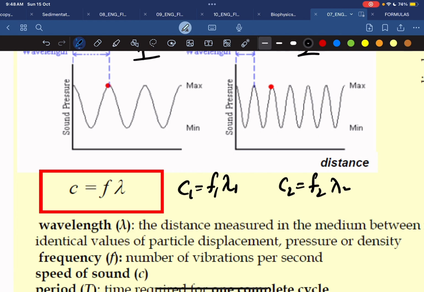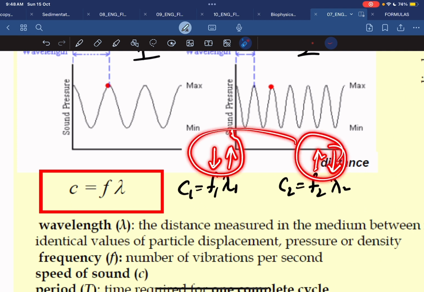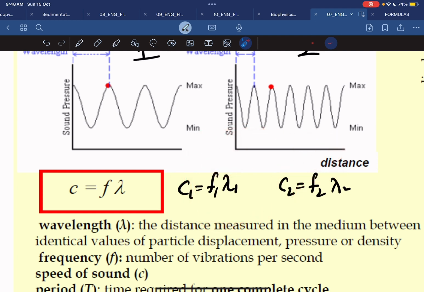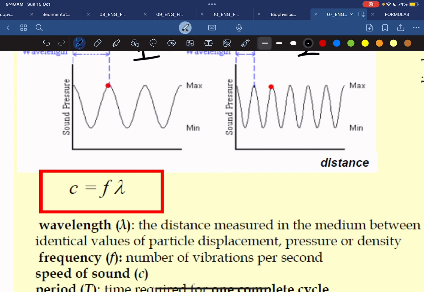Yes, because in C1 we know the frequency is low, but we know the lambda is high. Over here, we know the frequency is high, but the lambda is low. So they balance out each other somehow, and we get C1 is equal to C2. Okay, I hope that's easy to understand. I hope that's simple. Okay, now that was that.